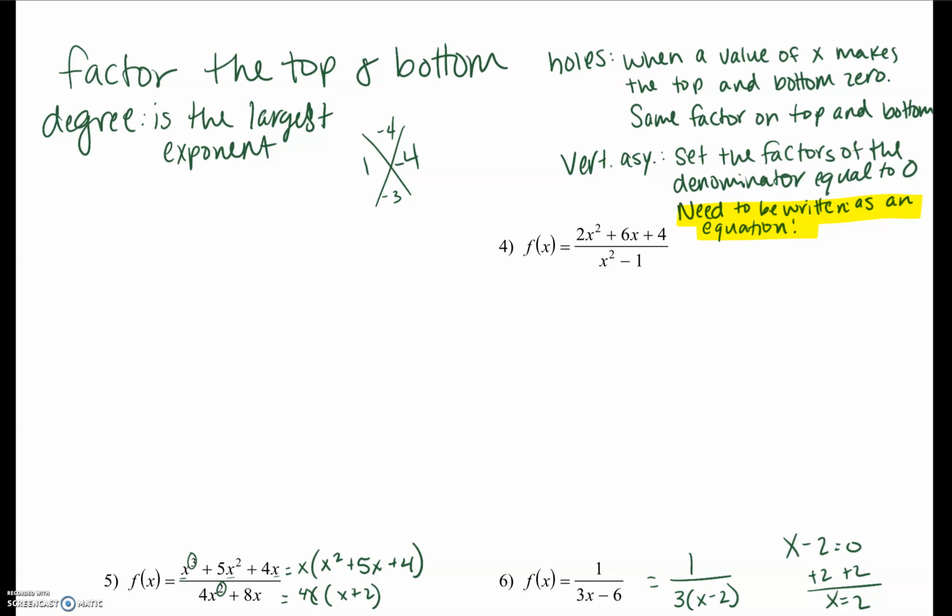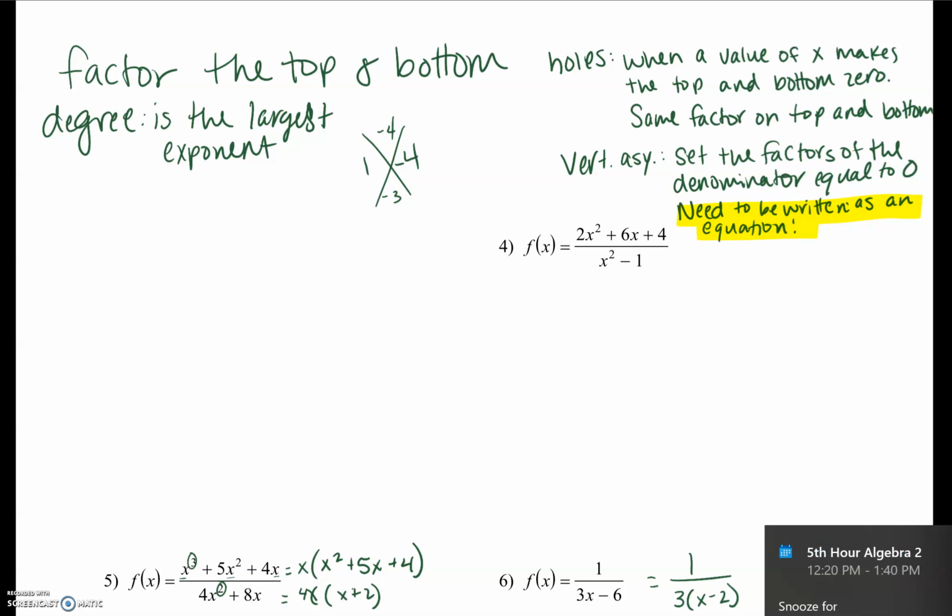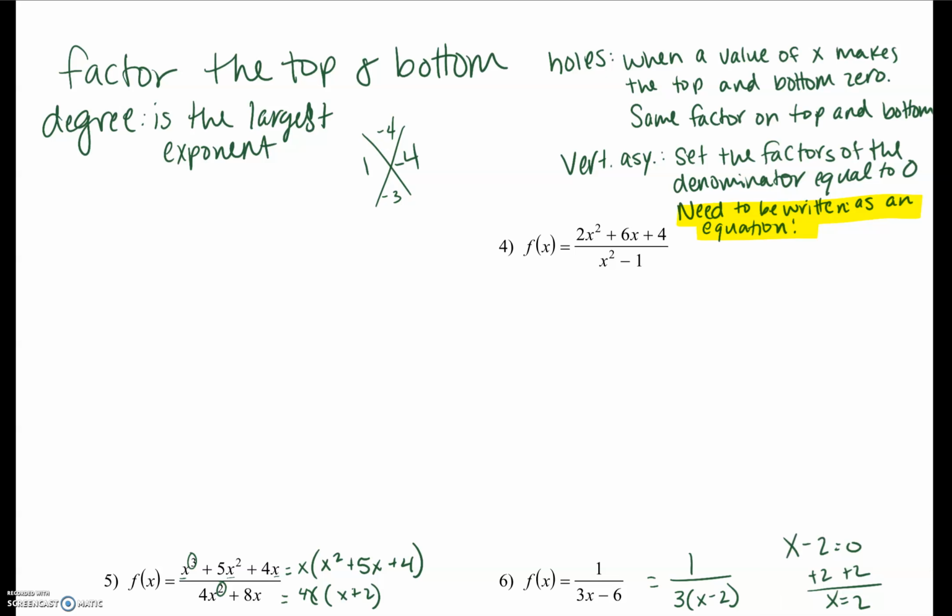Alright, you're going to help me out with this one. What is my first step? Right, my first step is to factor the top and the bottom. So I'm going to take a GCF out of the top, which would be what? Right, 2. Then I take a 2 out, I'm left with x squared plus 3x plus 2. And then I'm going to factor that.